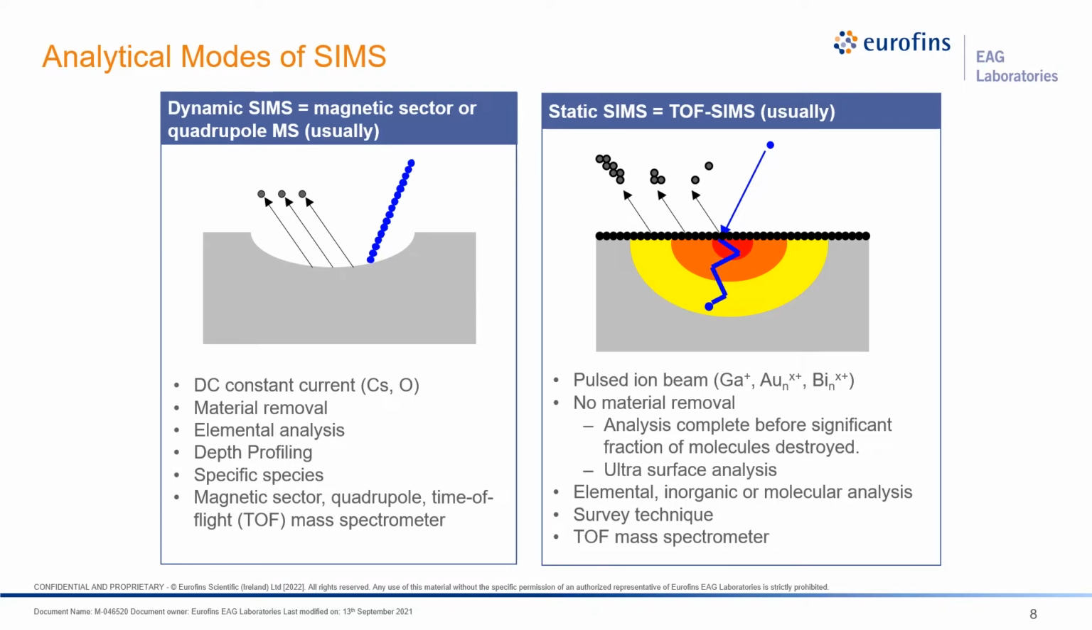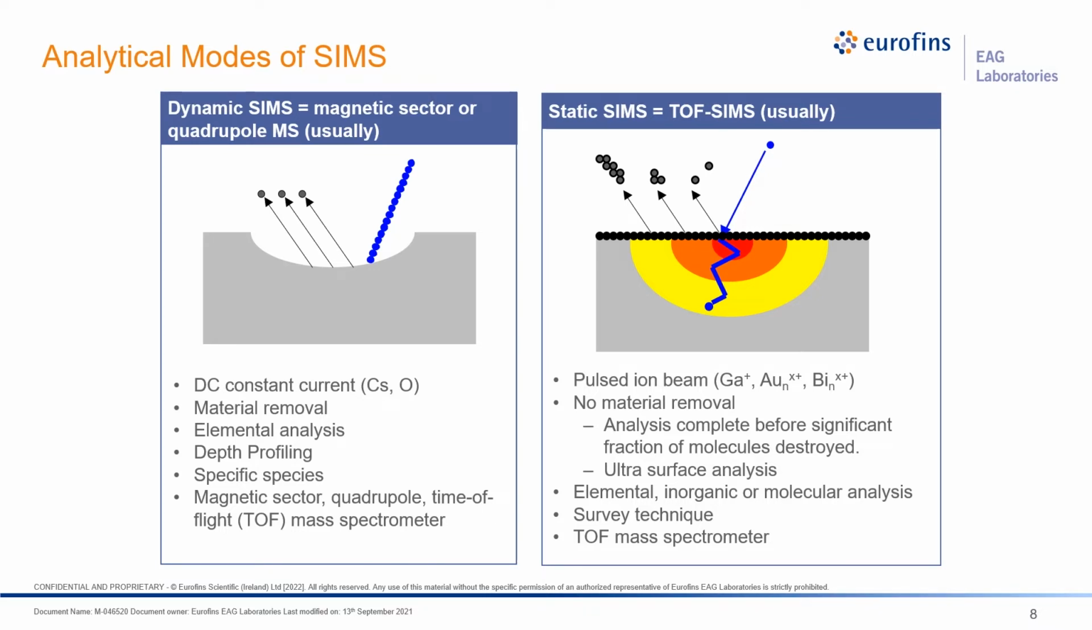It's quite energetic, so it leads to elemental analysis only. And because we're going deep into the sample, you get a depth profile. The nature of the mass spectrometers means you need to choose the specific species of interest you're going to monitor. It is not a survey technique. I'd like to contrast that with TOF-SIMS.